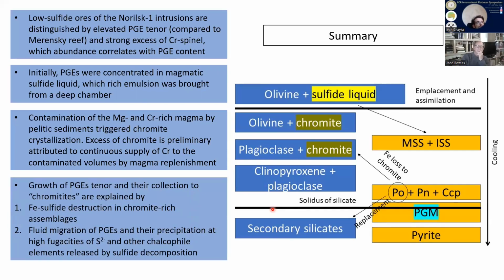So growth of PGE tenor and their collection into chromitites are explained by first, iron sulfide destruction in chromite-rich assemblages, and possibly fluid migration of PGEs and their precipitation at high fugacities of sulfur and other chalcophile elements released by sulfide decomposition.